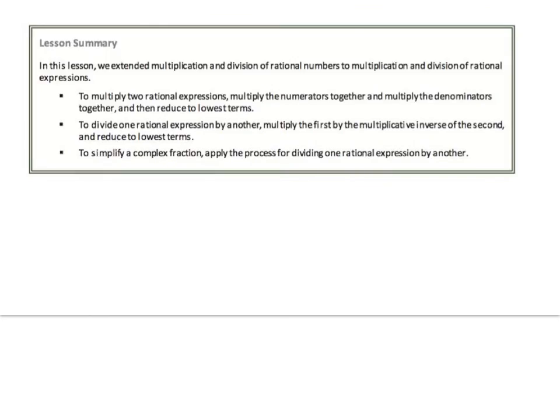Okay, in summary, we extended multiplication and division of rational numbers to multiplication and division of rational expressions. To multiply two rational expressions, we multiply the numerators together and the denominators together and then reduce to lowest terms. To divide one rational expression by another, we multiply by the multiplicative inverse of the second and reduce to lowest terms. To simplify a complex fraction, apply the process for dividing one rational expression by another.